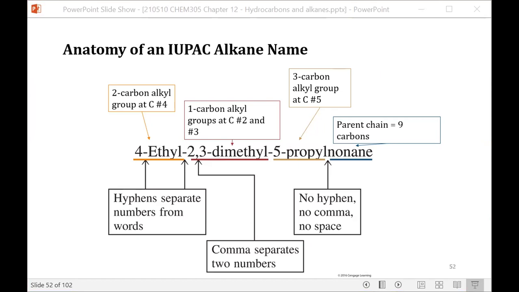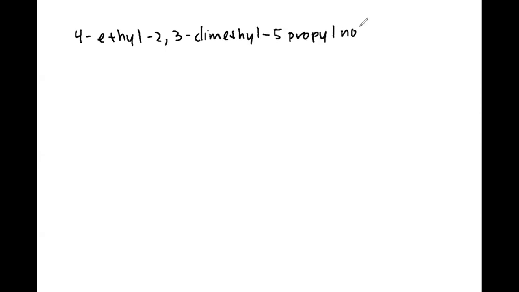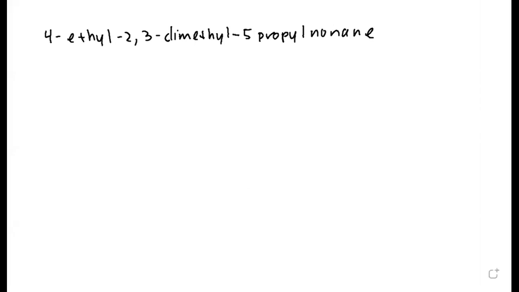Let's check it out. I'm going to open up a whiteboard quick. So our name that we had was 4-ethyl, 2,3-dimethyl, 5-propyl, nonane. Okay, so let's draw this based on the name.